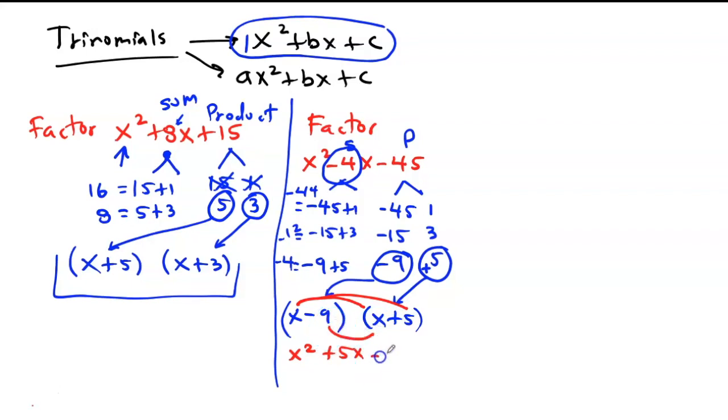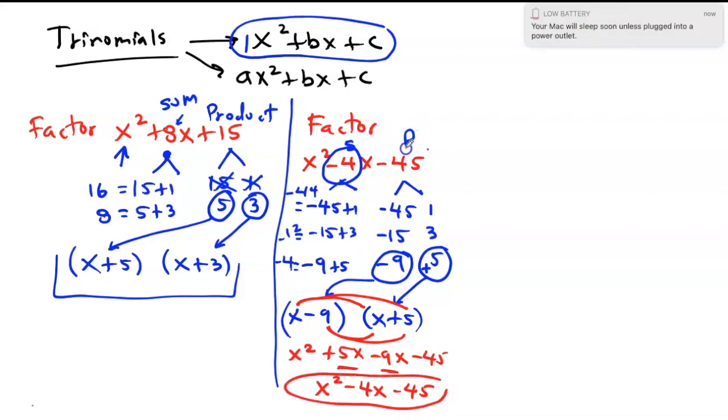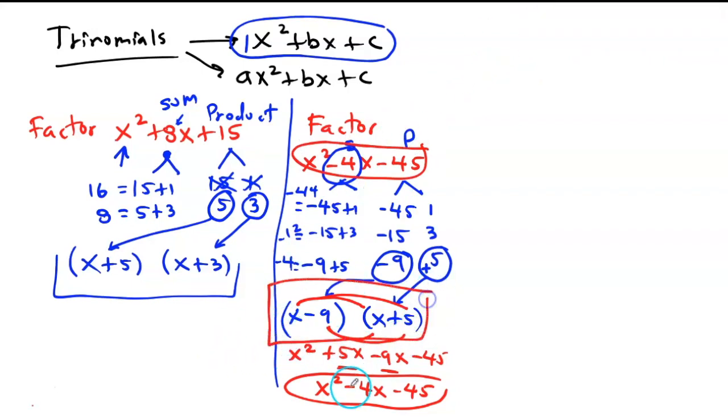Negative 9 times x is negative 9x. Negative 9 times 5 is negative 45. Normally, the middle two terms are like terms: 5x minus 9x is negative 4x. I bring down the x squared and the negative 45, and as you can see, I have the original problem. So keep that in mind. Your answer is this, but if you want to double check, multiply back and you should get the original problem.